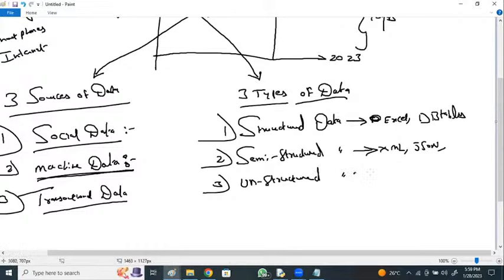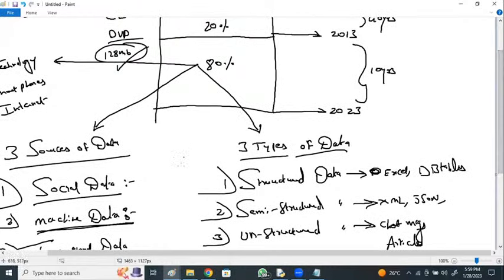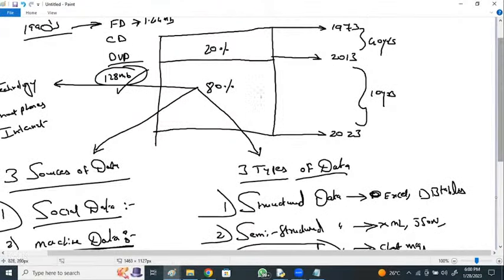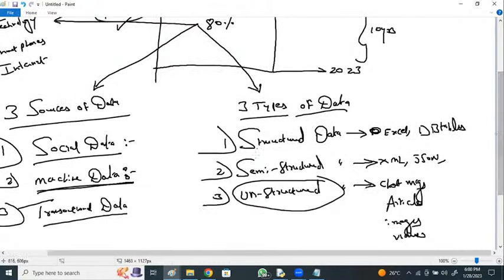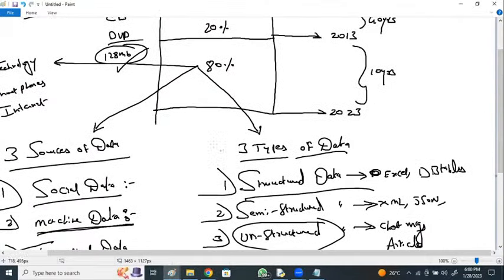Unstructured data includes short messages, articles, images, and videos. The biggest challenge is storing and processing this unstructured data. Today most of the data generated is in unstructured format. We need proper storage and processing systems to handle unstructured and semi-structured data. Databases can handle only structured data. Hadoop is a technology which can store and process this huge data.